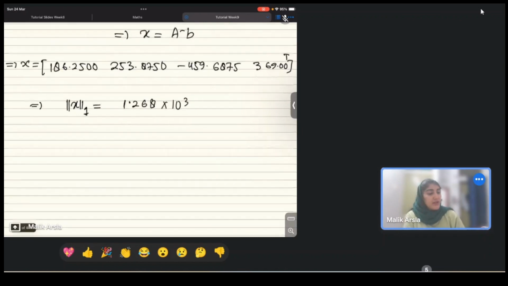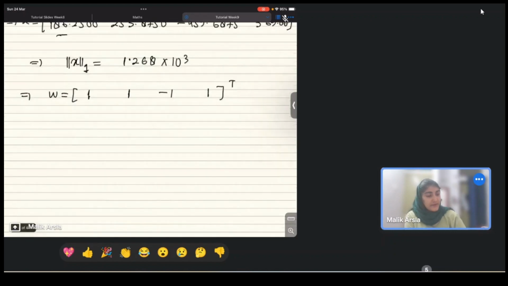Okay. Now again forming the sign vector, it will be what? This entry is positive, so it will be 1. This is positive, so 1. The third one is negative, so minus 1. The fourth one is positive, so 1. Okay. This is the sign matrix.